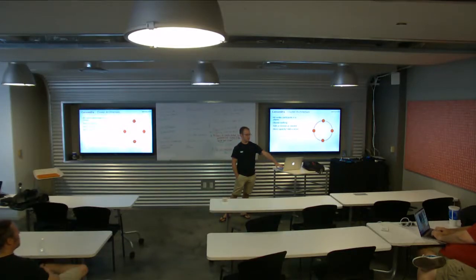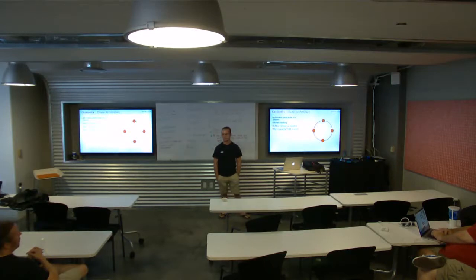And if it's not clear, this is the standard diagram of a Cassandra cluster. You have a ring of nodes. Each of the larger circles there is a server in a Cassandra cluster.